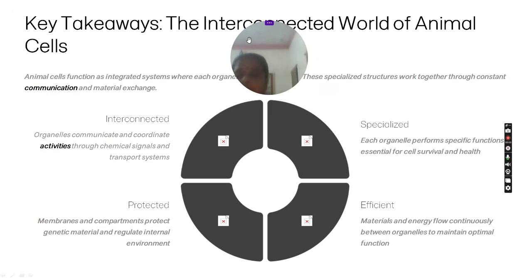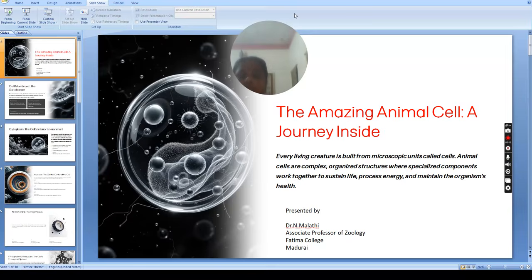Protected. Membranes and compartments protect genetic material and regulate internal environment. It is a specialized one. Each organelle performs specific functions essential for cell survival and health. Efficient. Materials and energy flow continuously between organelles to maintain optimal function.